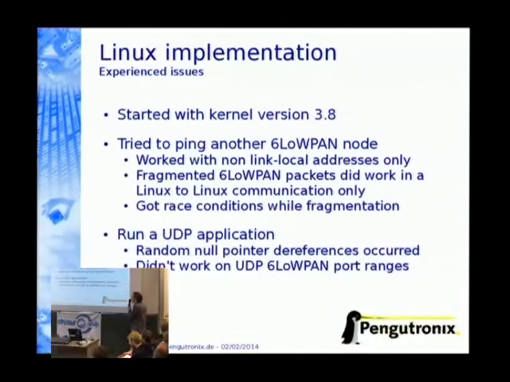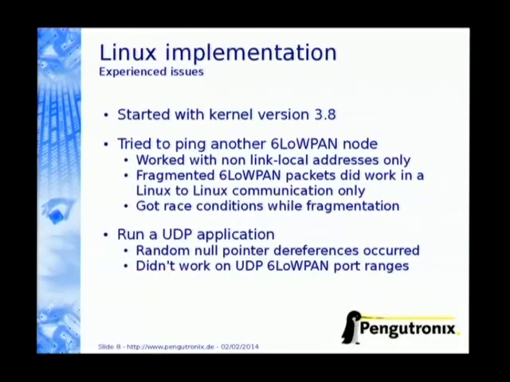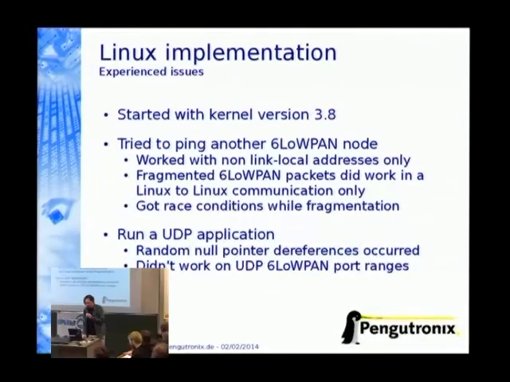So, my experienced issues. I started with kernel version 3.8 one year ago, and I tried to ping another node in a 6LoWPAN. That's the first thing I wanted to get working, and this only worked with non-link local addresses. So there was something wrong with the compression of the link local address, and fragmentation only worked on Linux to Linux communication. And sometimes during fragmentation, I also got a race condition and the whole kernel crashed and needed to be restarted.